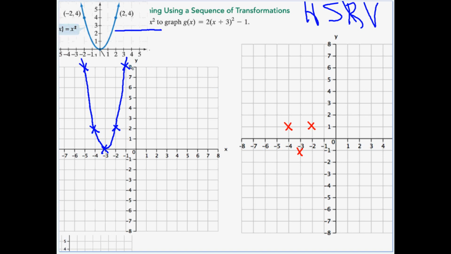And then the 8s got knocked down to 7. So I'm going to go over 1 more, up to 7. From here, over 1 more, up to 7. So there's our shifted and shrunken parabola.